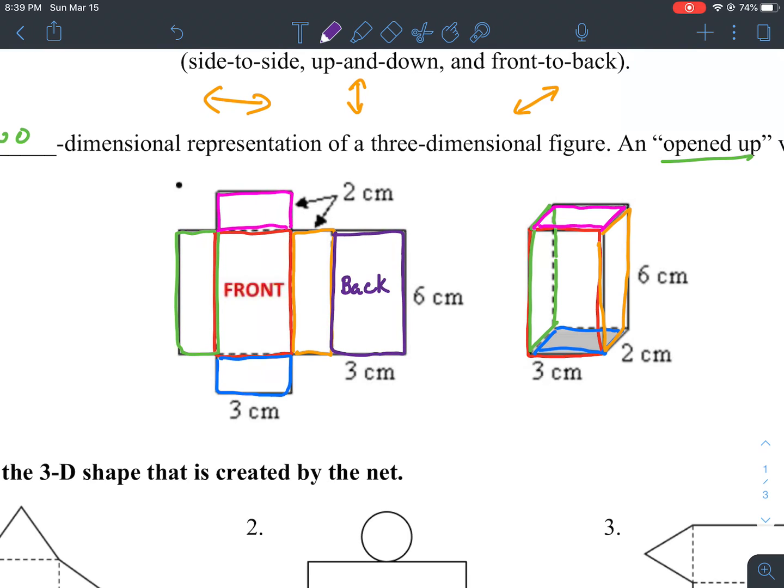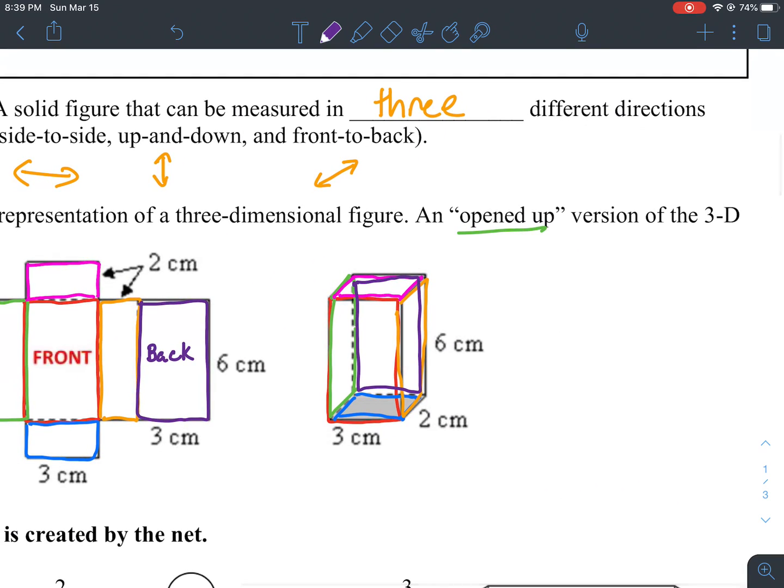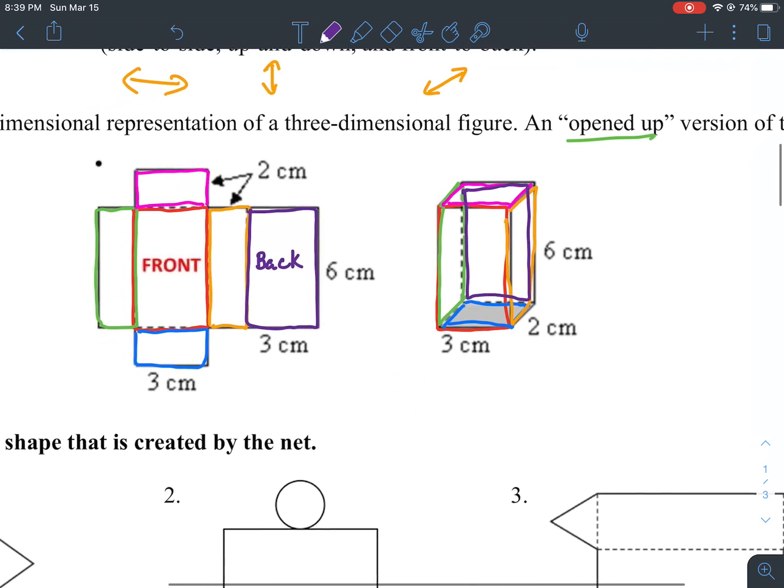And what we can see is the back is the same size as the front, the top is the same size as the bottom, the left is the same size as the right. Okay? So the left one is what we call a net. This right side is the three-dimensional solid that it represents.